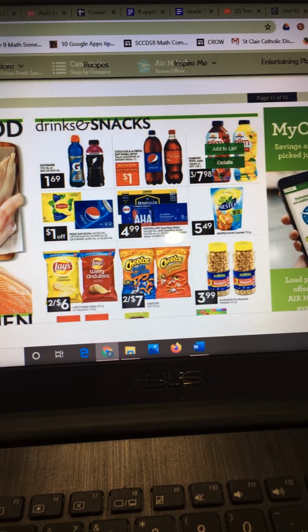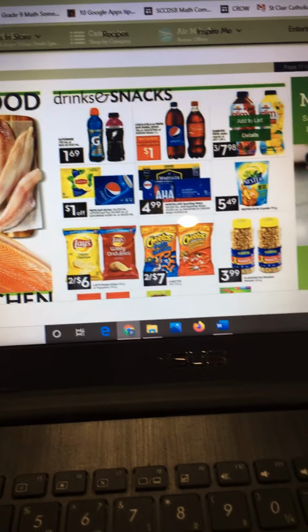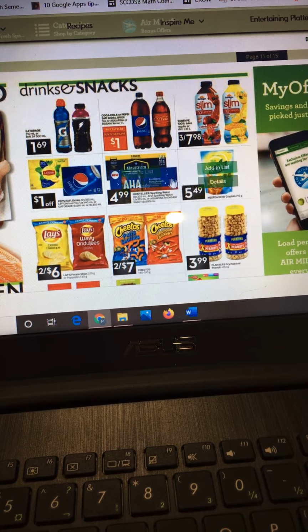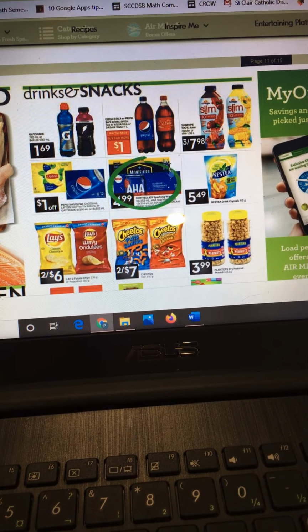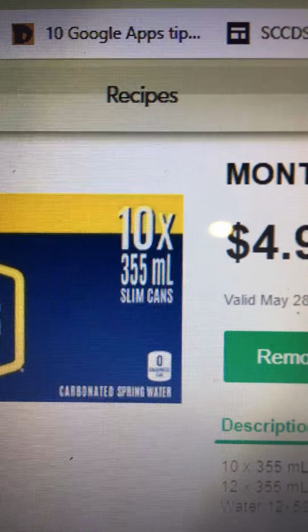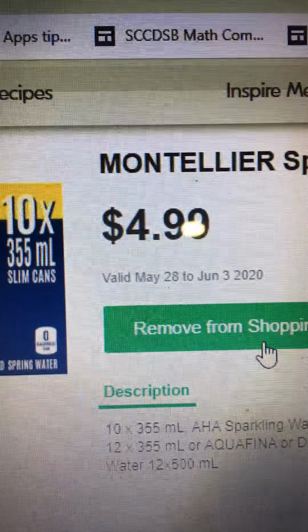This week we're looking at unit rates. So I have up here the Sobeys flyer, and let's first take a look at some sparkling water. Okay, so it says I get 10 cans of sparkling water for $4.99. So let's go over here.